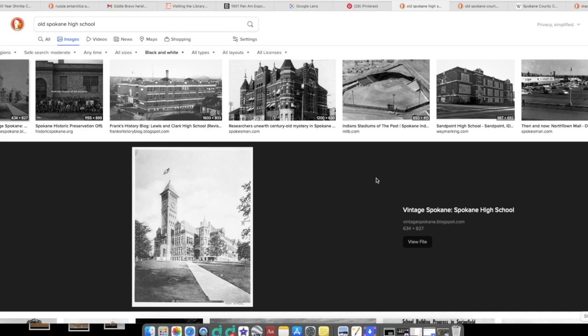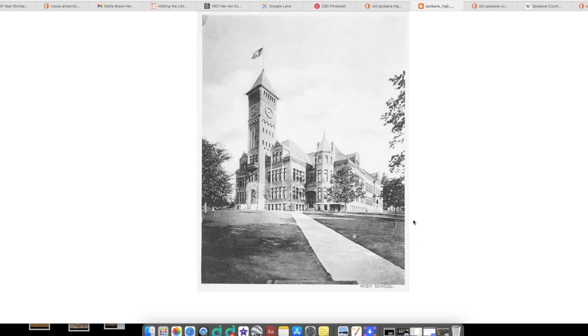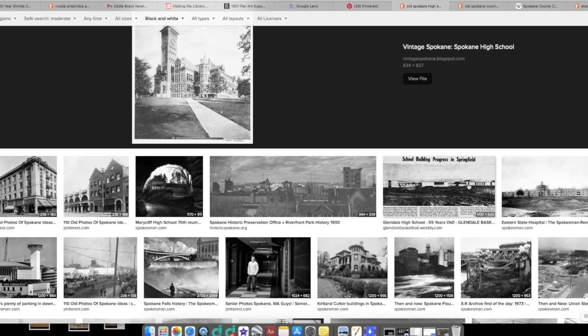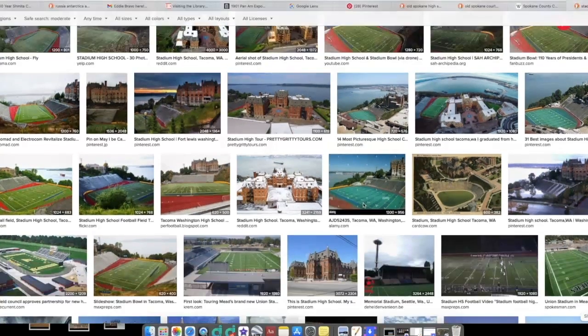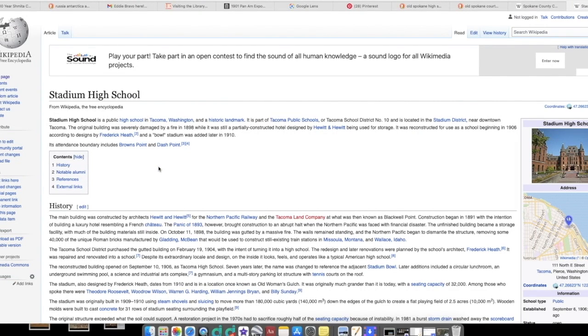Here I've saved one. This is the old Spokane High School, of course. Very bold, and of course very important to build a high school like this in a very early time period. Just very important to build everything like this. And of course we've looked at Stadium High School. Stadium Castle High School. The original Stadium High School in Tacoma was damaged by fire in 1898. They used it for storage, and it was reconstructed as a school in 1906.